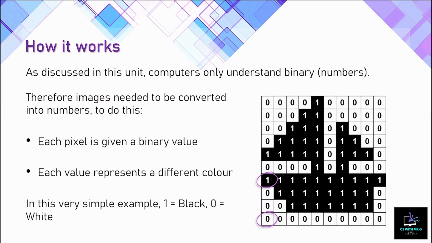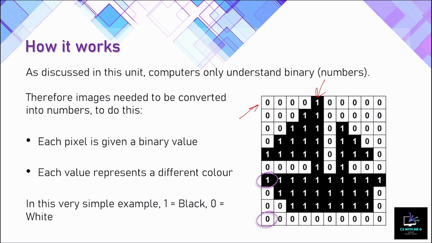So we're going to strip it back now and go to the very basics. As we've discussed, computers only understand binary, so images need to be converted into numbers. Each pixel is given a binary value, and in this example, we're only having two colors. Okay, we've got black and white. So here you can see each pixel that is white is represented by a 0, and each pixel that is black is represented by a 1.